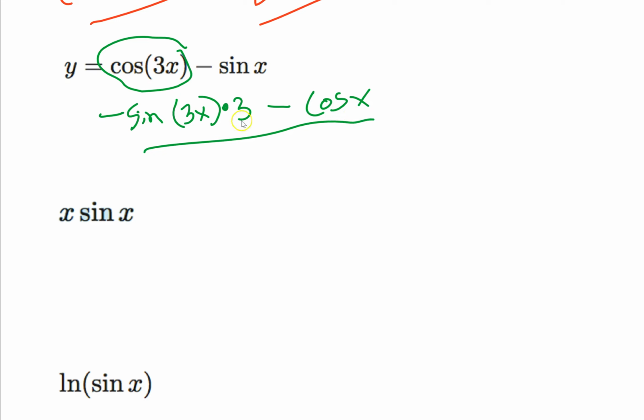Again, if you want, you can make it a little prettier, but that's the general idea. Moving on to the next one. This is the one that everybody gets wrong. Look what's going on. X sine x. It's a product rule, right? You're multiplying this function by this function, right?